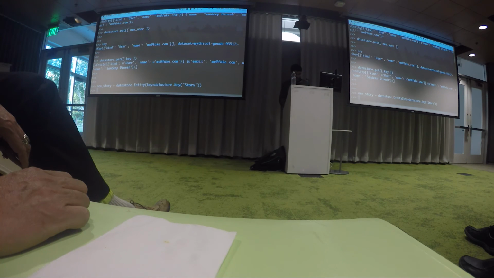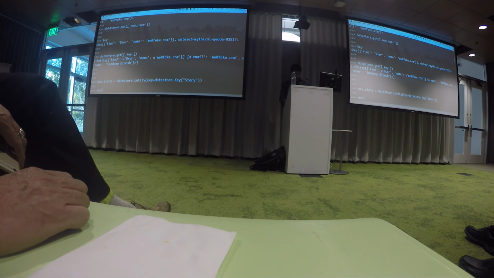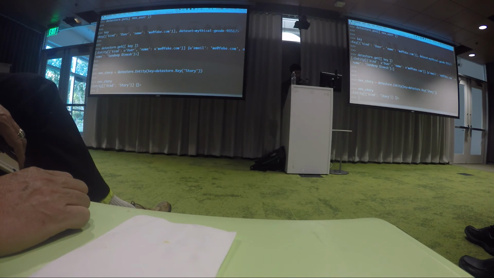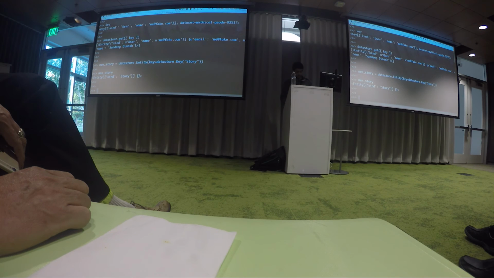So let's do that. Okay, so now if I go new story, here it is. It's just a kind of story, and you might notice there's no key information here, right? Because it's done when you actually put it into the database. And you might notice when I made that entity, I actually made the key inside the argument itself, which is pretty cool, kind of Python.